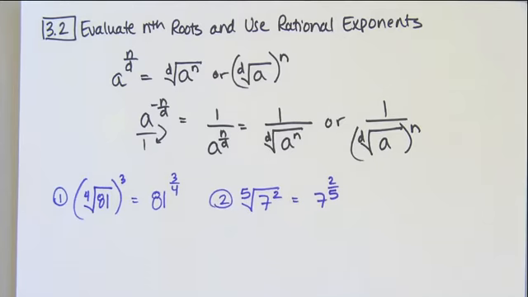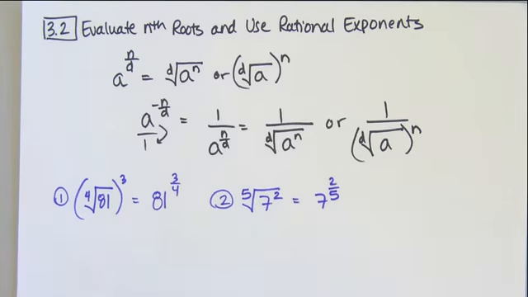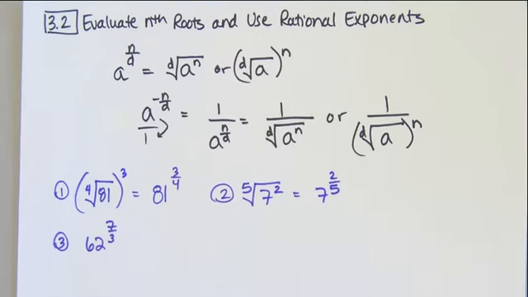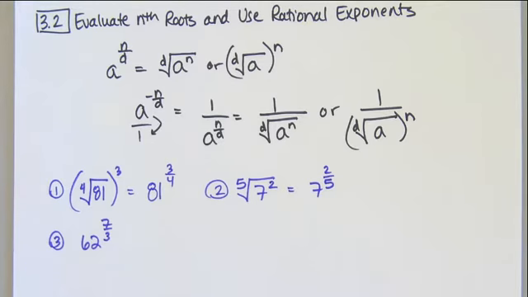Let's try and we're going in the other direction where I give you a rational exponent first and then you change it to a radical. So first one we're going to try here is 62 to the 7/3. Now we've done a few of these. Why don't you see if you can rewrite that? Push pause if you need a second.